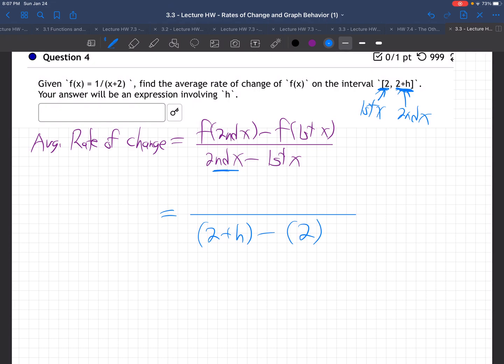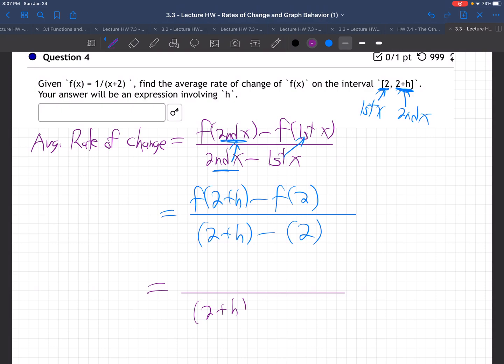So good. And then on the top, we're going to do f of 2 plus h minus f of 2. That's what it says, f of the second, right? So this just goes right into there, and this just goes right into there. Okay, so now, how are we going to do that? Well, the bottom, I'll just leave as it is for now. In a minute, it's just going to become h. You can probably tell on the bottom. What's going to happen on the top, though?